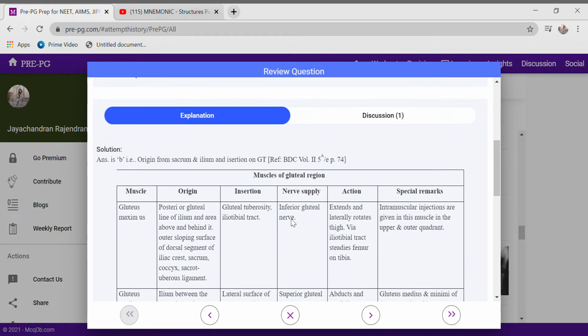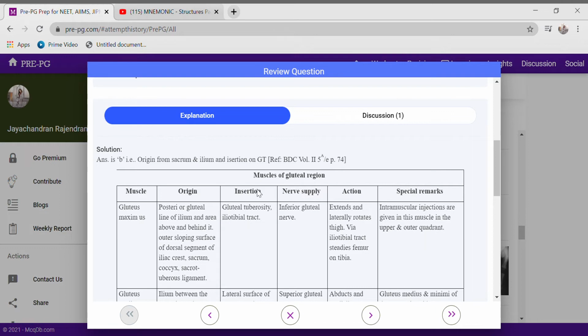Nerve supply of the gluteus maximus is the inferior gluteal nerve. The action is extension of the hip joint and it laterally rotates the thigh via the iliotibial tract. The special remark for this is that intramuscular injections are given in this muscle in the upper and outer quadrant.